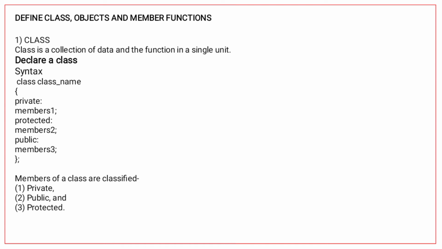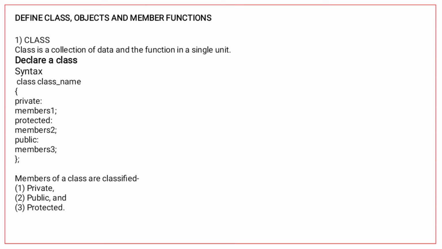Now next is class, objects and member function. How we can define class, objects and member function? Now first, class. Class is a collection of data and the function in a single unit. Classes are an expanded version of structures. Classes can contain multiple variables and also contain function as class member.